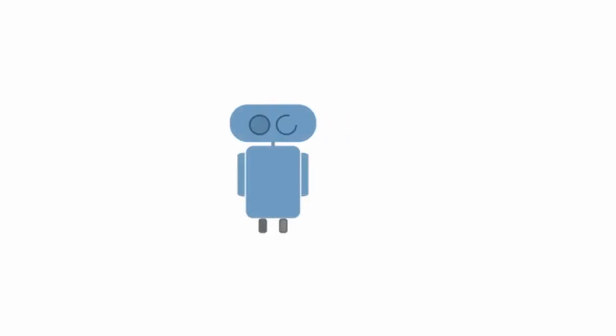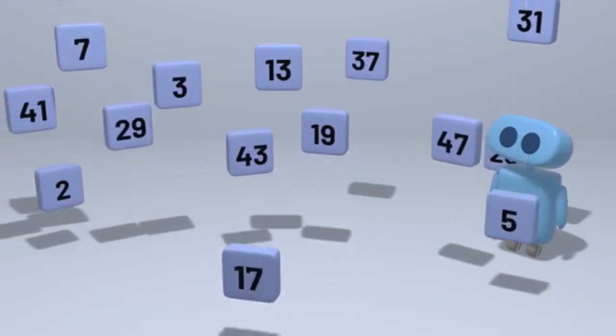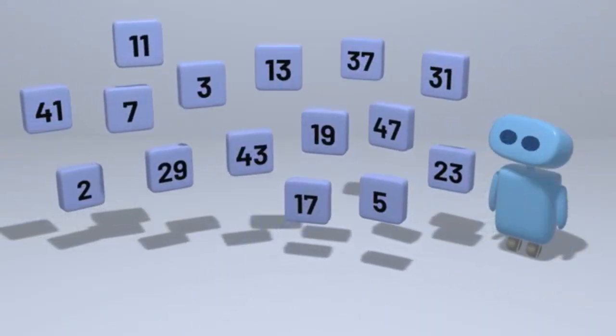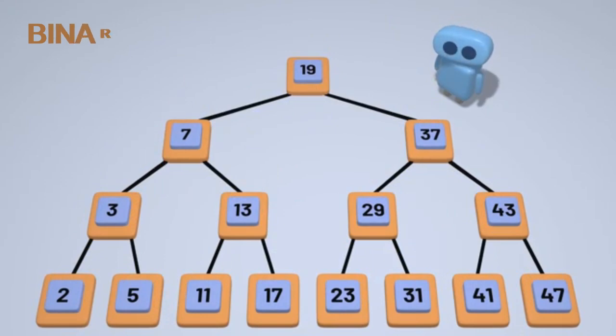When deciding how to store large amounts of data, a key question is how to organize that data so we can operate on it efficiently. Let's start by looking at a popular data structure, the binary search tree. A binary search tree consists of connected nodes.